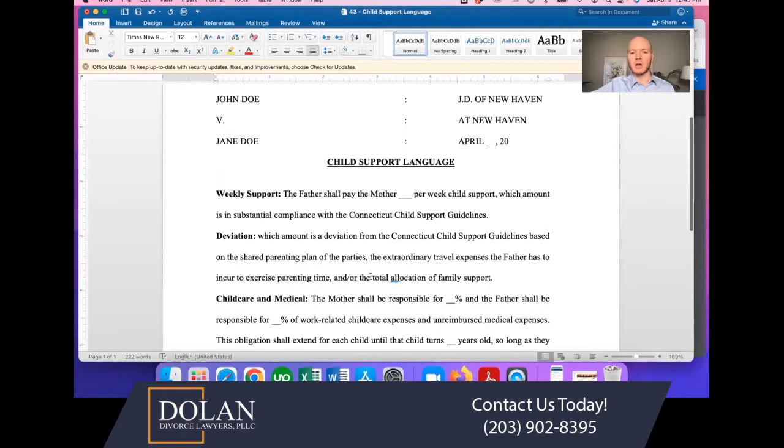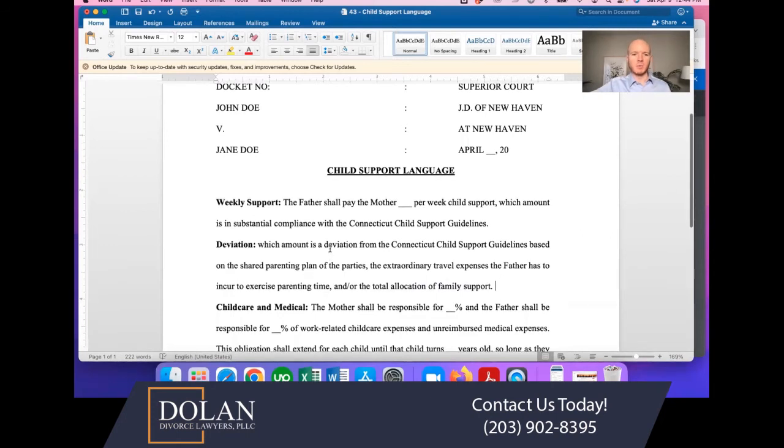Or the catch-all, if you have trouble articulating why you're deviating from the Connecticut child support guidelines, you might just put the total allocation of family support. That's just a vague term that people will insert as a catch-all. So that's the weekly amount.